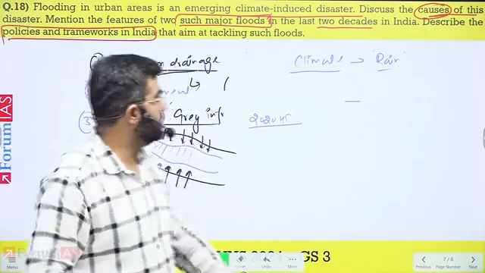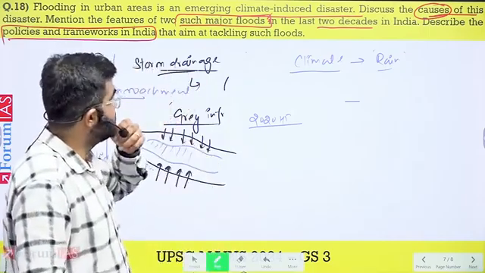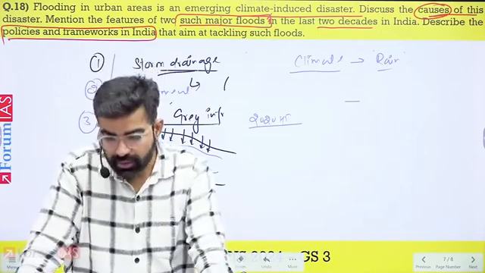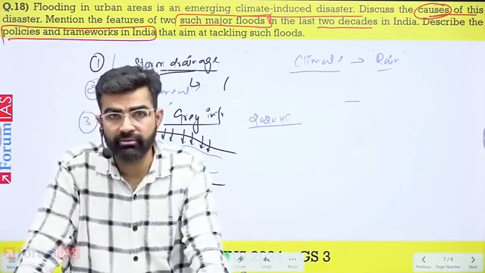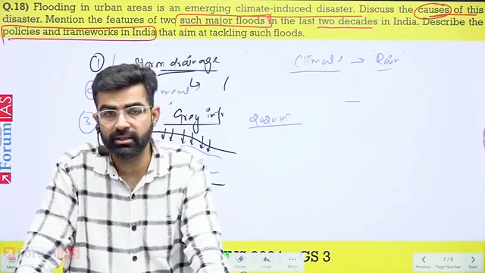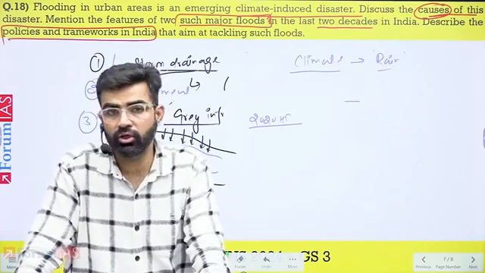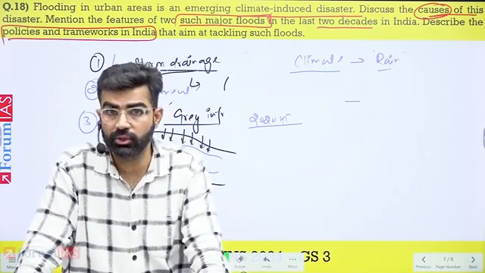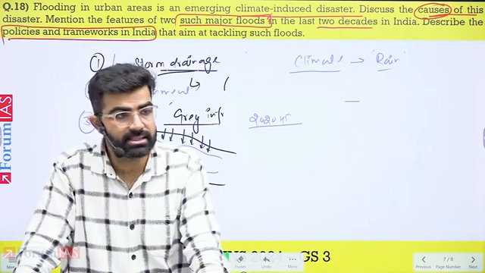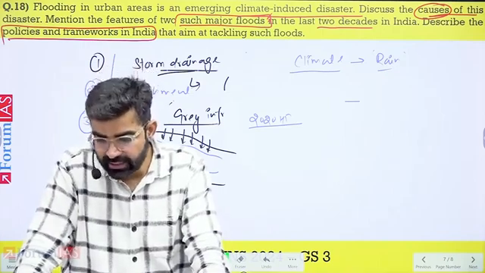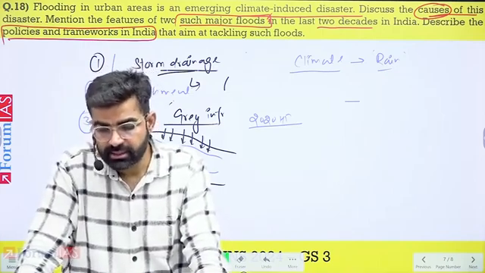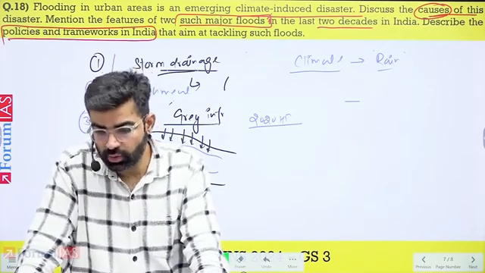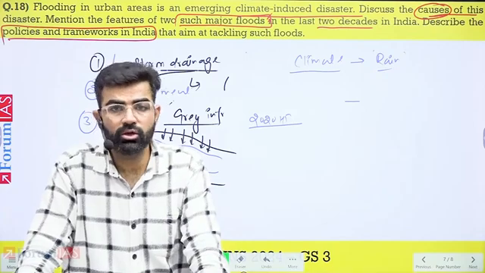Now another part says, mention major floods of the last 2 decades. Here you can cite the example of Kerala's flood. You can also cite the example of the Chennai flood. Chennai floods of 2015 caused an economic loss of 20,000 crore rupees because of this particular urban flood event. In the same way, there were Chennai floods in 2008. They caused a loss of 30,000 crore rupees. This is only the economic cost we are counting.